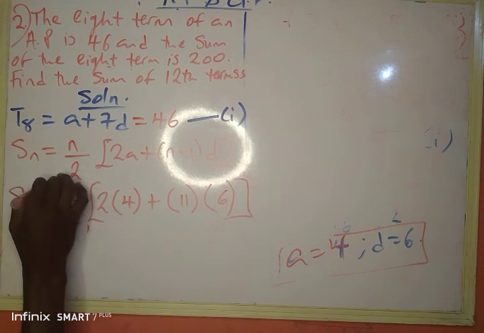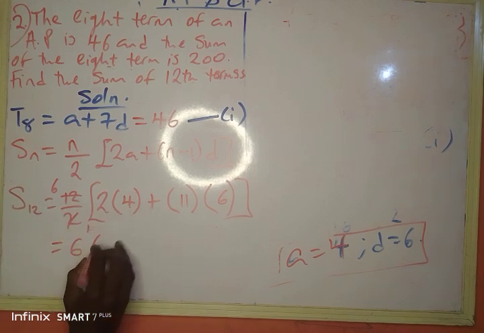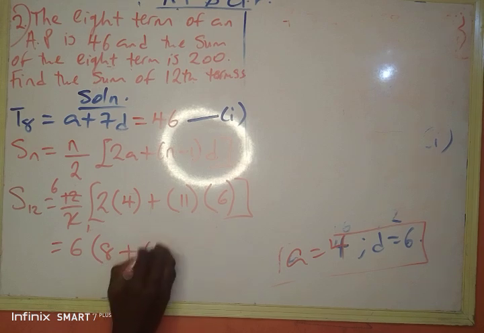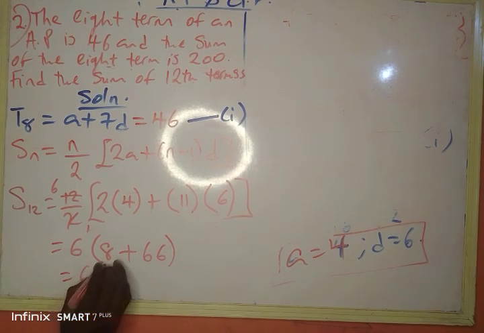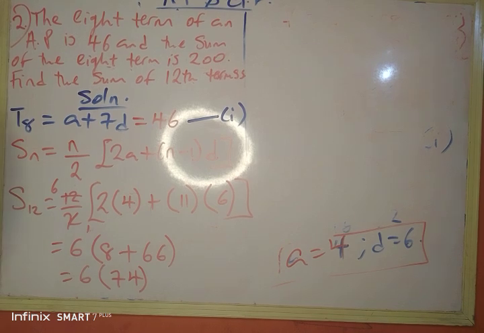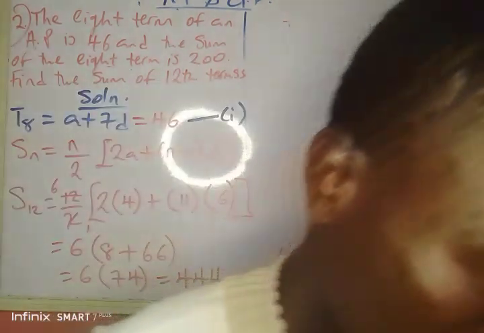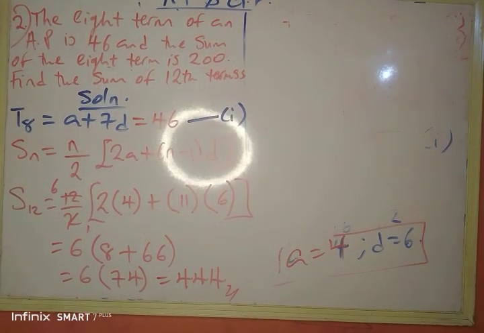2 into 12 is 6. So I'll say 6 into brackets, 2 times 4, 8, plus 11 times 6, 66. And that then equals 6 into brackets, 8 plus 66 is 74. And from here, 6 times 74, that's our final answer. 6 times 74 gives me 444. So the sum of the first 12 terms equals 444. And that's all for question 2. I believe you understand question 2. It's not really hard.